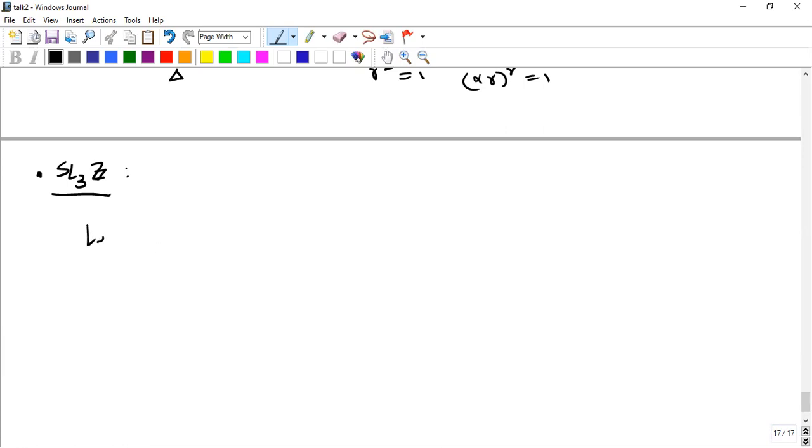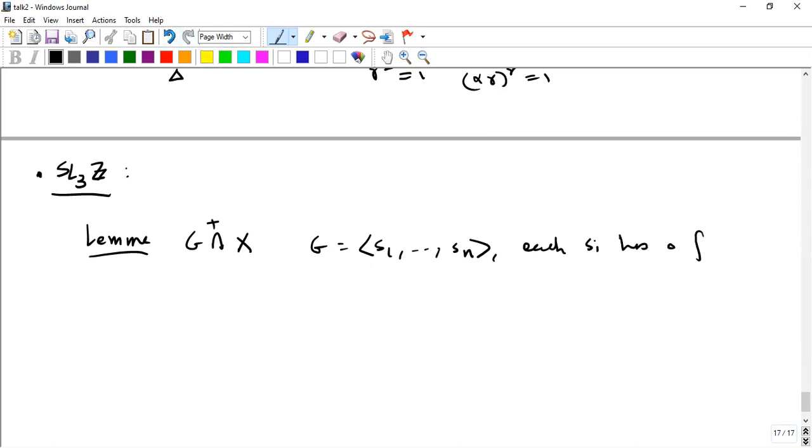Yeah, so I need some lemmas. One lemma we have already proved is that if G is a group acting on X and G is generated by S1 to Sn, each Si has a fixed point, and Si Sj also has a fixed point, so all the elements and their mutual products have a fixed point, then G has a fixed point.